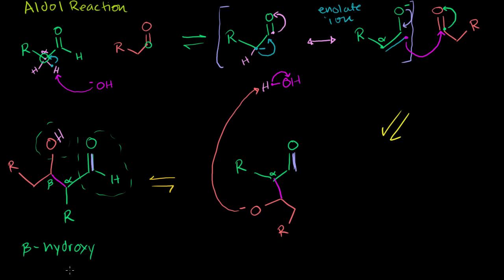And we've probably used things from the pharmacy that have this word in it. This is also called a beta hydroxy. This is alpha, this is beta. It has a hydroxyl group on the beta carbon. Beta hydroxy aldehyde. Anyway, hopefully you found that entertaining.